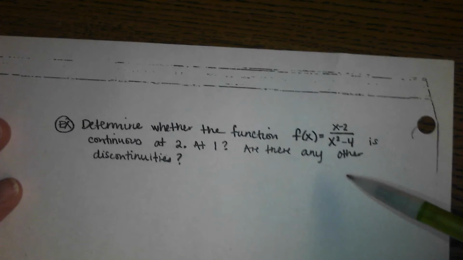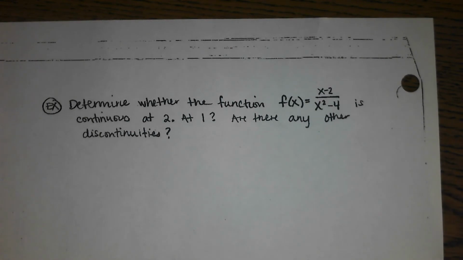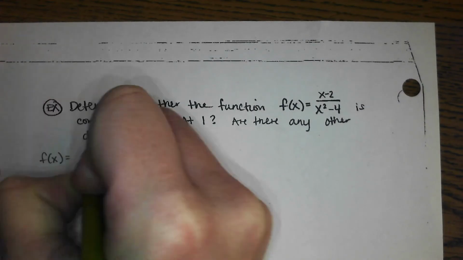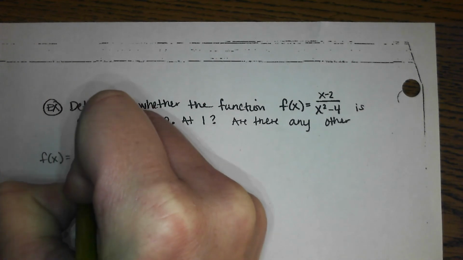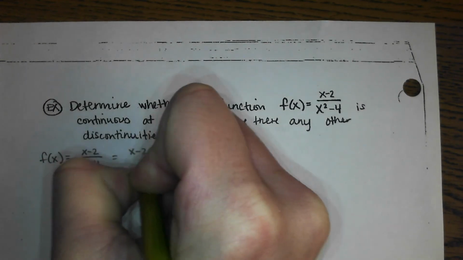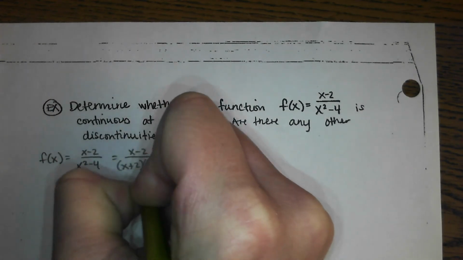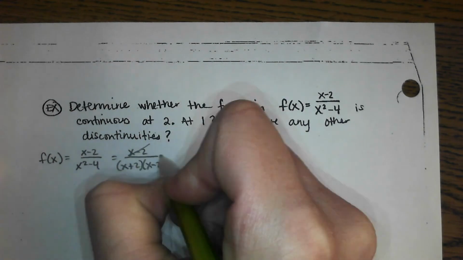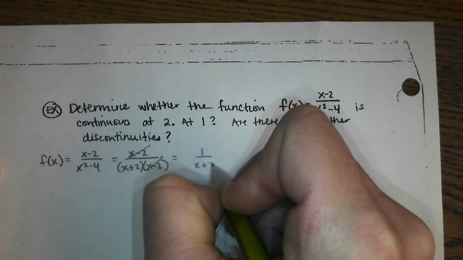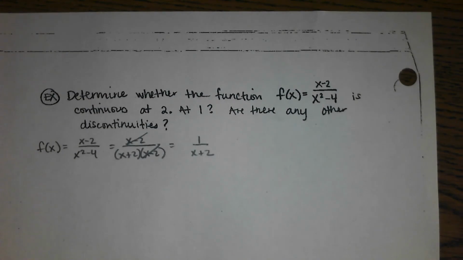And we're sticking with rational one more time here before we get to piecewise down at the bottom. Determine whether the function is continuous at 2, at 1. Are there any other discontinuities? So really quickly, I would definitely recommend factoring the original function and simplifying it down. Okay, so is it continuous at 2?